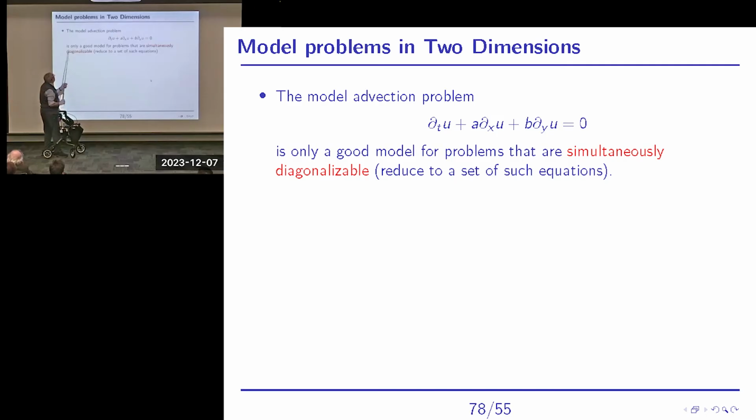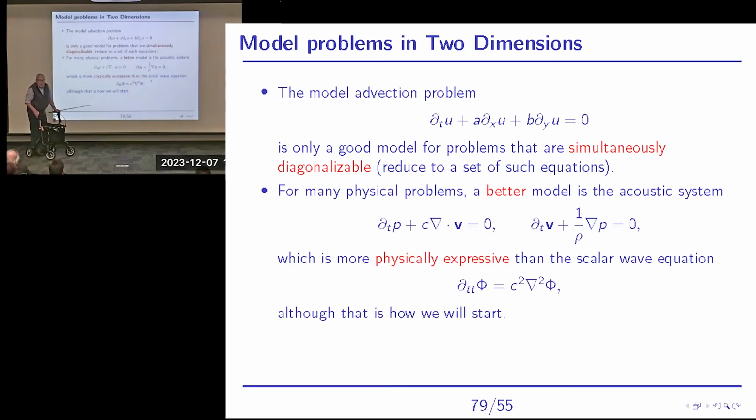So progress in one dimension depends on identifying some useful model problems. The only model problem we really need in one dimension is linear advection. In higher dimensions, the analogy is not really as useful as you would hope. So although a lot of work has been done on this problem, it's not very good because your real problems don't look like this. They only look like that if they're what we call simultaneously diagonalizable, and very few problems actually are.